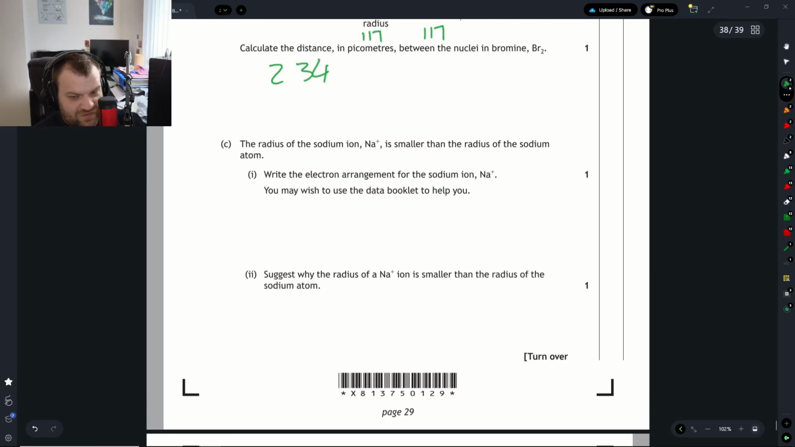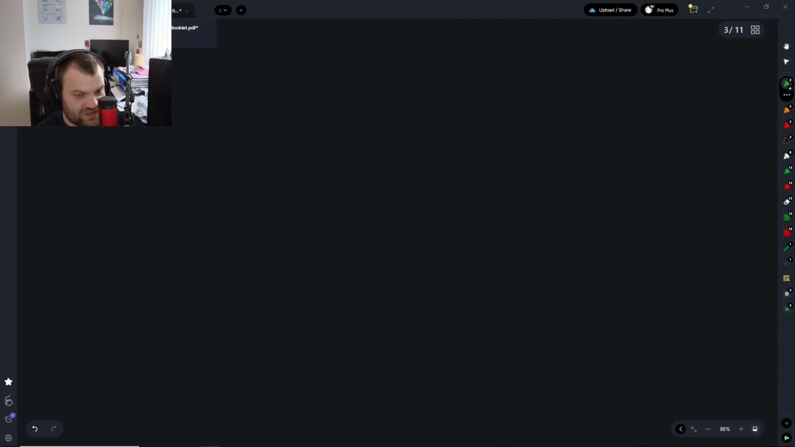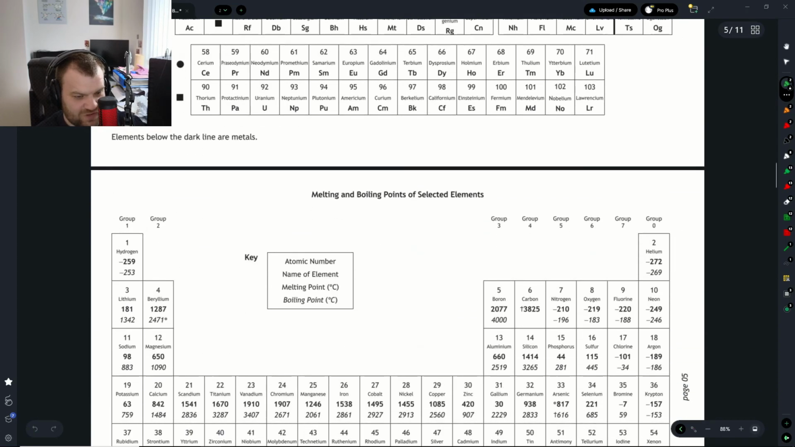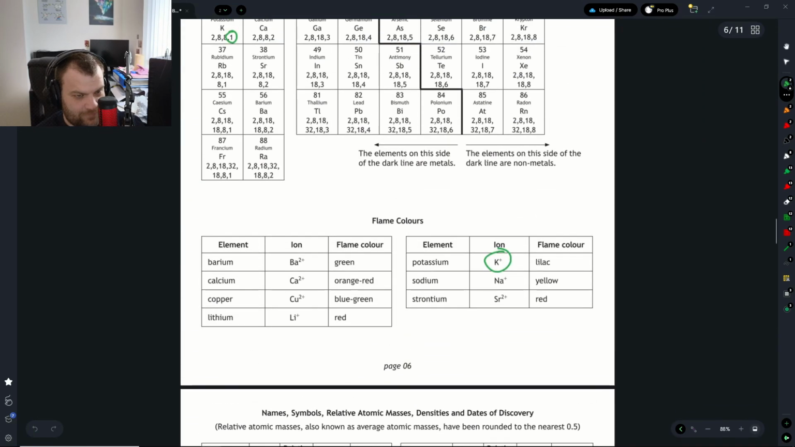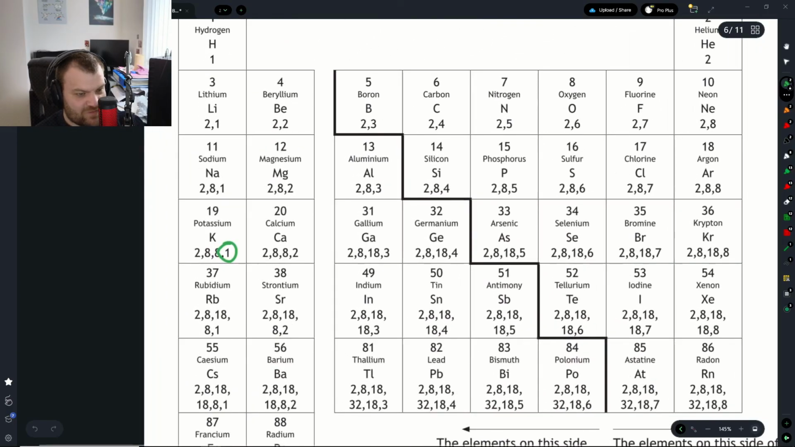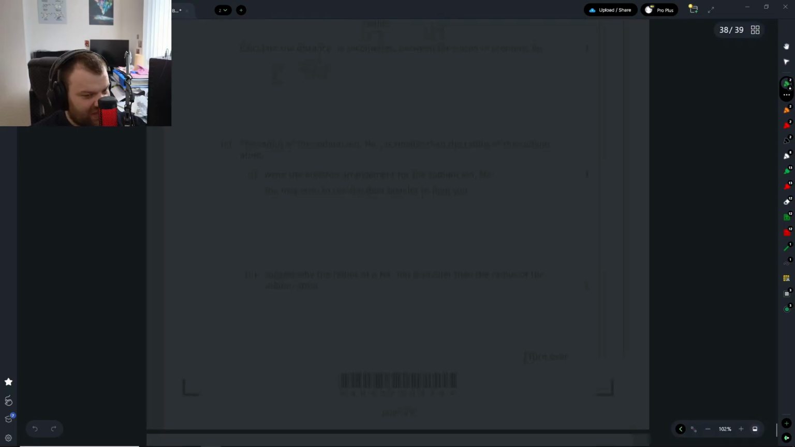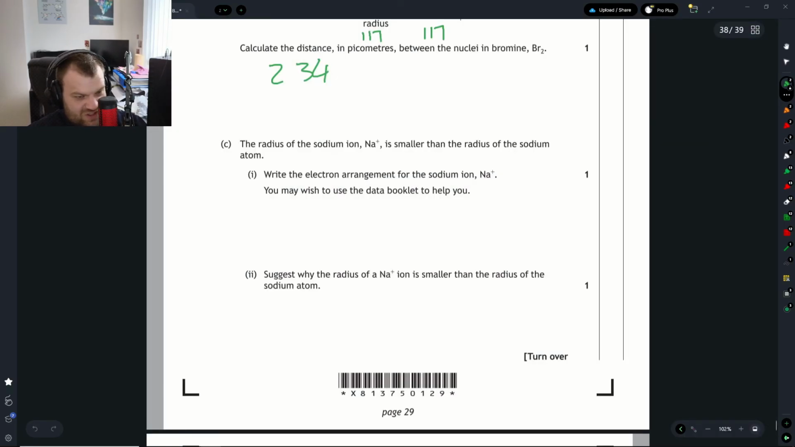Next up, we're talking about sodium ion, and we're looking for the electron arrangement. Sodium's electron arrangement is 2,8,1, which we get from the data booklet. When it becomes an ion, though, it's going to lose one of its electrons, the outer electron. So just the sodium atom would be 2,8,1. So our Na+, after it's lost its outside electron, will just be 2,8. And that gives you there.